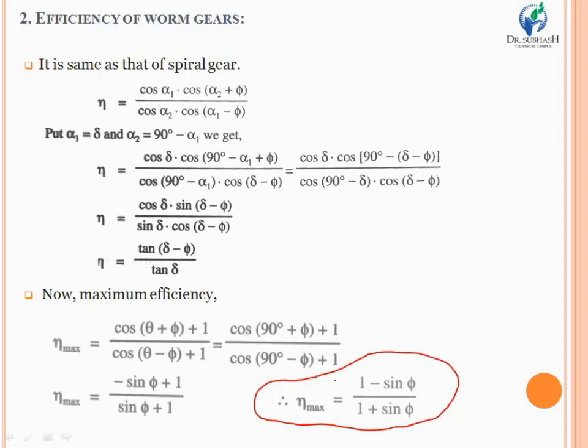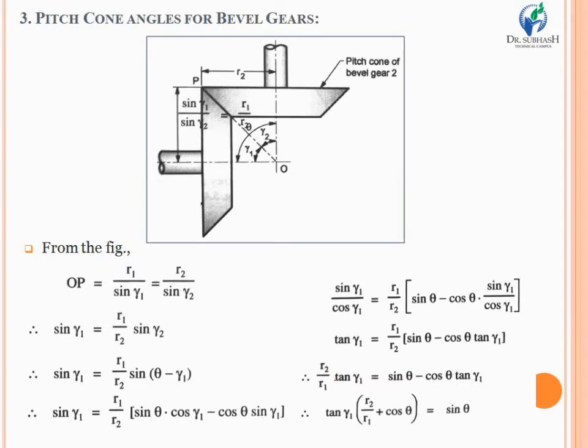Now the third and last topic that we are going to discuss is pitch cone angle for bevel gears. In that particular theory, we are going to derive a relation for what the pitch angles gamma 1 and gamma 2 should be, chosen in such a way that the entire design of the bevel gears becomes very tough and strong.